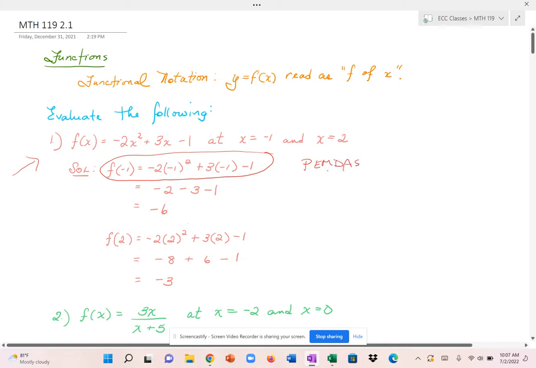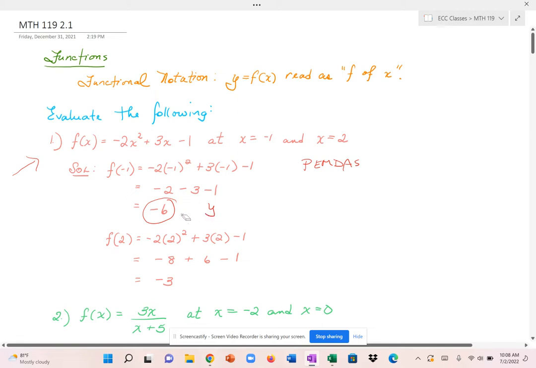So here we need to do the exponent before we multiply. So negative 1 squared is 1, but then when you multiply it by negative 2, you'll get negative 2. And then 3 times negative 1 is minus 3, and then minus 1. And then we just have to combine these three, and they're all negative, so you're adding, and your result here is negative 6. So when x is negative 1, negative 6 is considered to be the value of y.